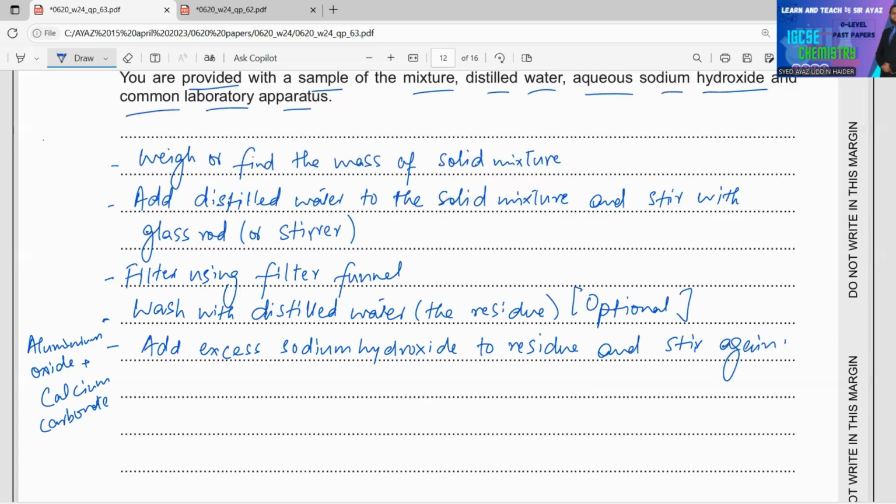Now again, I need to filter. In this way, I'll be left with the residue, which now contains calcium carbonate, on the filter paper. And wash the residue. This time you have to wash the residue, because whatever soluble substance is present on the residue will be removed. Wash the residue with distilled water.